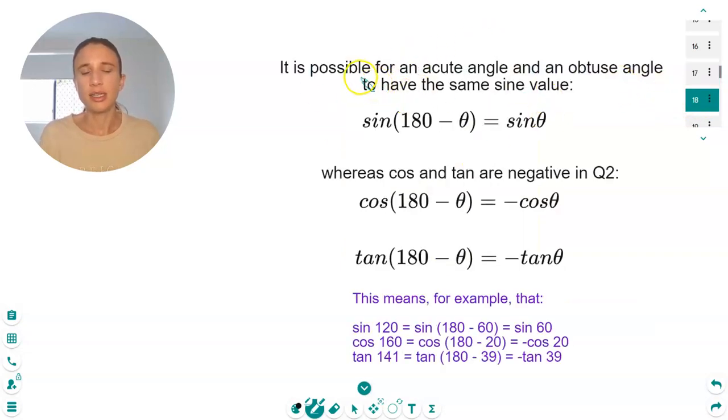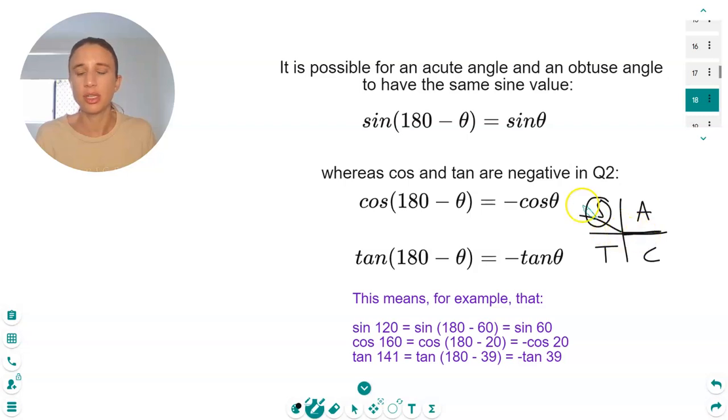Look at the relationships here. It is possible for an acute angle and an obtuse angle to have the same sine value. This is just what we did in the last slide. So if you've got some sort of obtuse angle, sine theta, its corresponding acute angle will be sine 180 take theta. But with cos and tan, they are actually negative in the second quadrant. So they're going to have a negative obtuse angle. See, in the second quadrant where all your obtuse angles lie, only sine is positive. So you need to remember these two rules here.